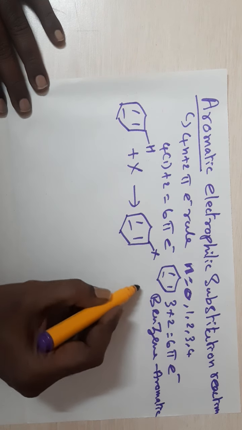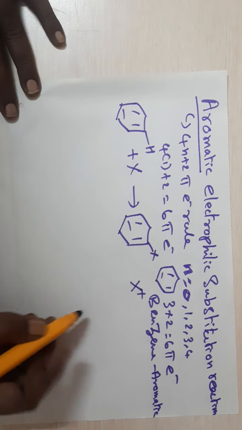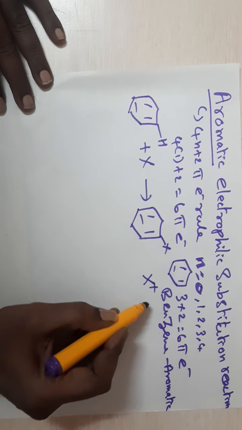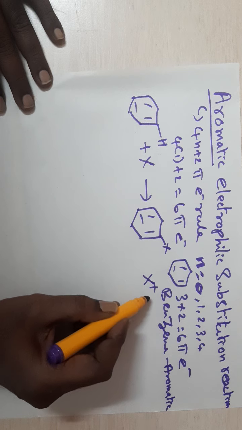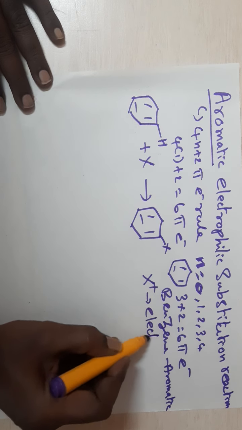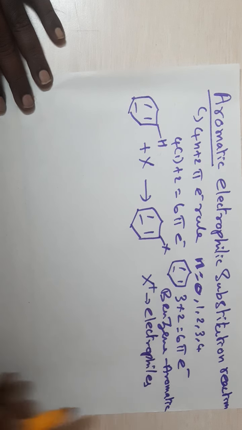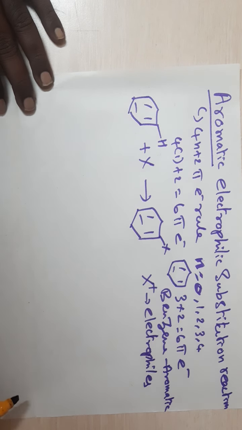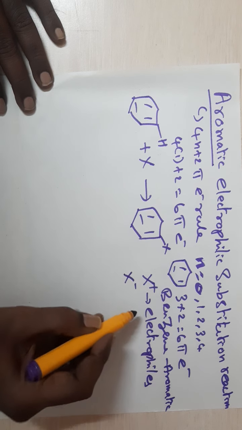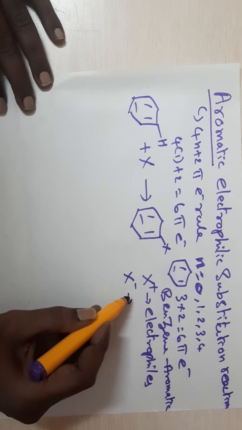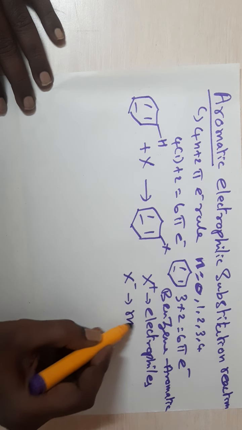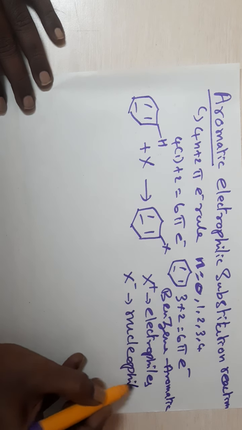If X is having a positive charge, already in the previous class we have defined, it is electron deficient. It will prefer electron rich centers. So such electron deficient species are called electrophiles, and they attack electron rich centers. Suppose if X is having a negative charge, it is electron rich, naturally it will prefer electron deficient centers. So X minus, if X is having negative charge, then it is called a nucleophile.